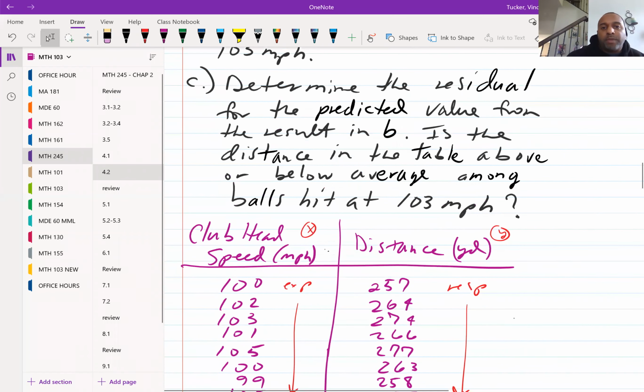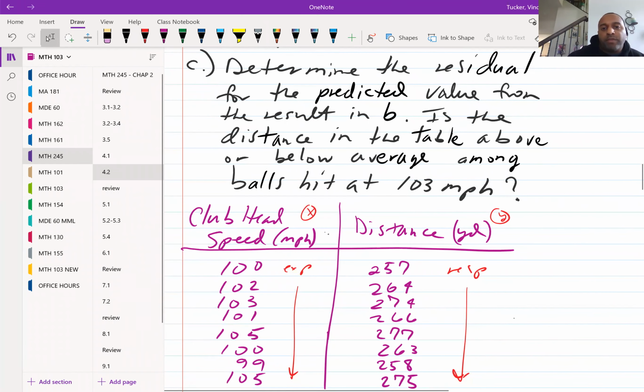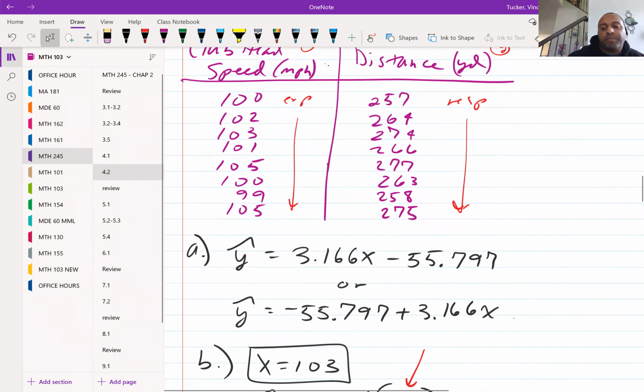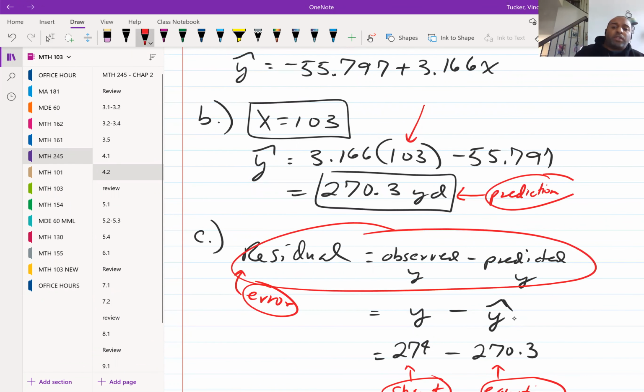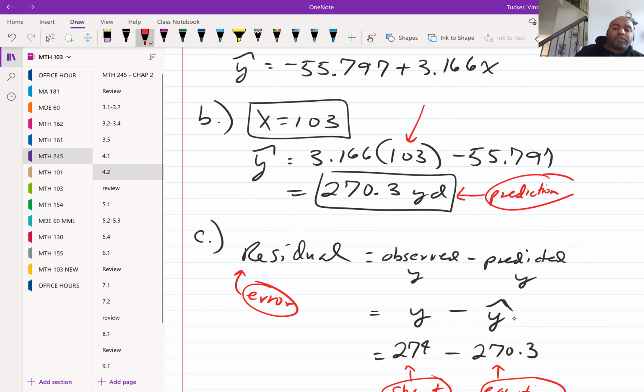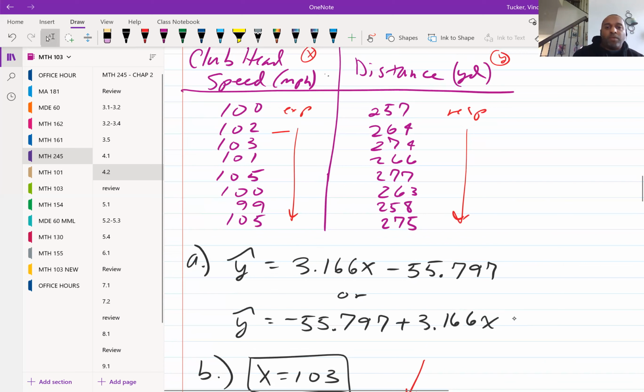All right, C: determine the residual for the predicted value from the result in B. Is the distance in the table above or below average among balls hit at 103 miles per hour? So the way you calculate residual is right here. The residual is also called the error. So it's your observed Y minus your predicted Y. If you do not have an observed Y, then there's no way for you to calculate the residual. Our predicted Y came from right here, but then also we have an observed hit at 103 miles per hour right here.